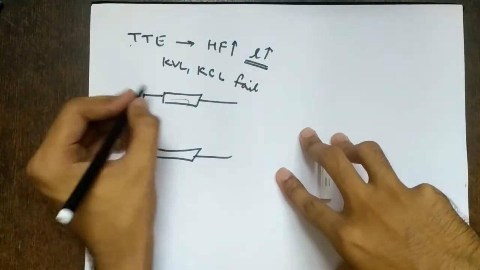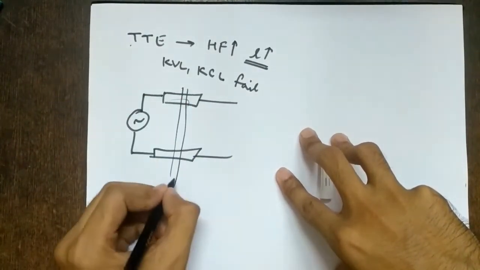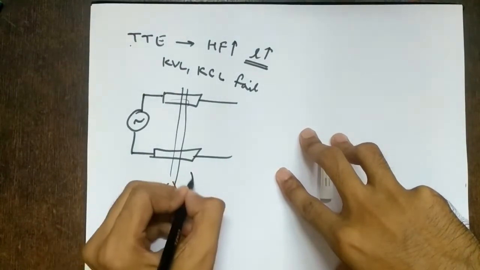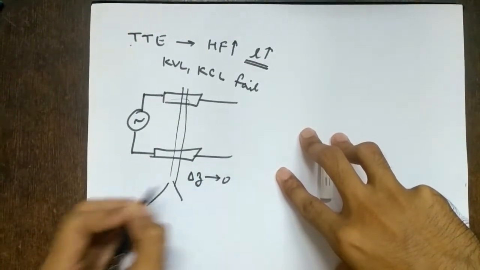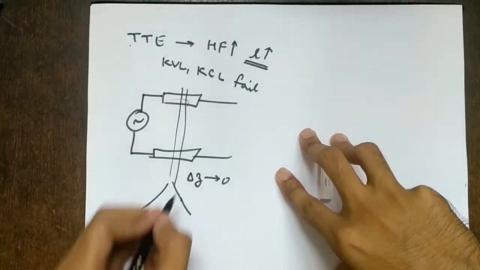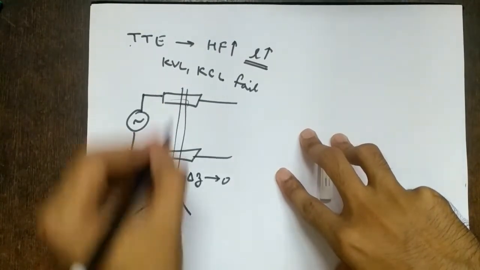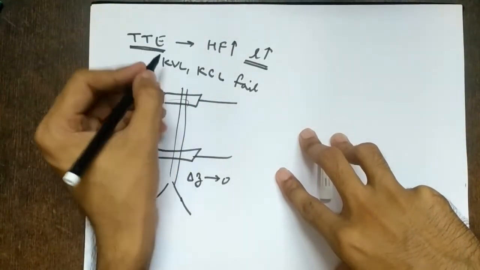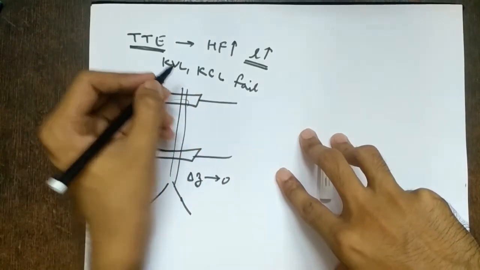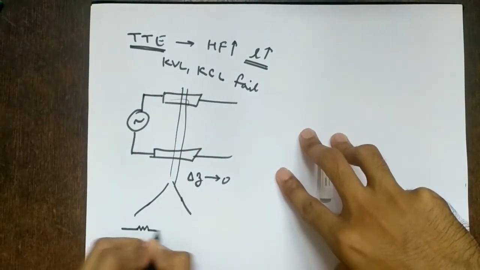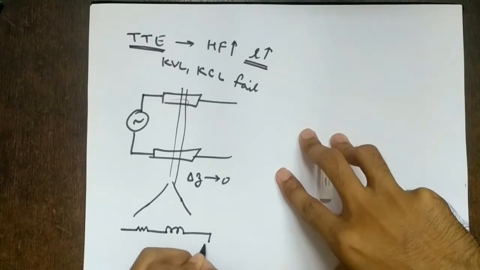What we do is divide the transmission line into very small segments, each of length delta z, such that delta z tends to 0. We analyze the transmission line here such that the transit time effect is negligible. So KVL and KCL can be applied. We saw that the equivalent circuit is somewhat like this.